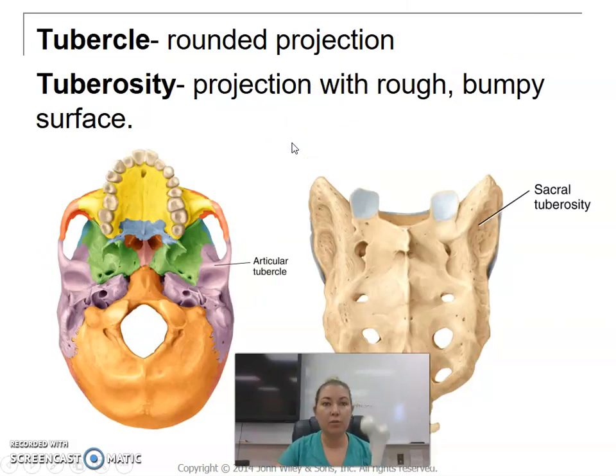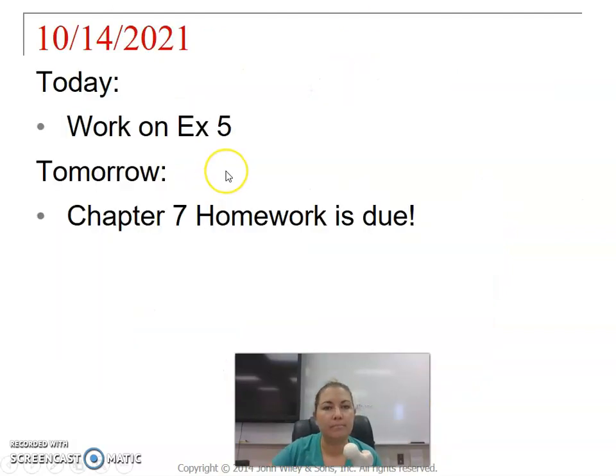Here we have tubercles. Tubercles are rounded projections and tuberosities are rough and bumpy projections. So a lot of these, I'm not going to test you on, what's the difference between a tubercle and a tuberosity. It's more just so you have some context when you start learning the actual surface markings.